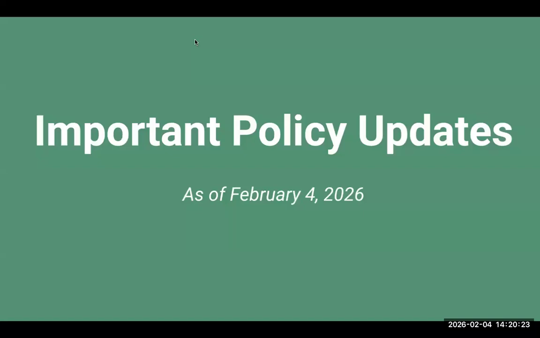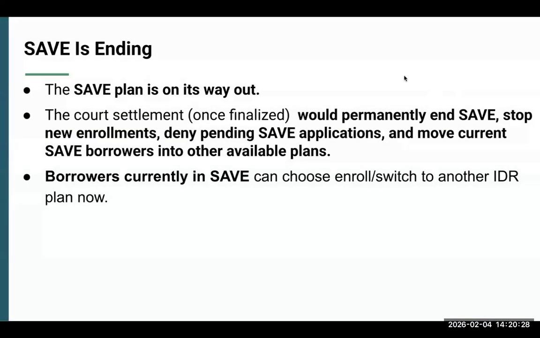Getting into these policy updates. Save is ending. The save plan is on its way out. Once the court settlement is finalized, it would end save, which means no one will be able to enroll in save. Anything pending will be denied, and every person in save will be switched to a different repayment plan. If you are in save, you can continue to stay in the forbearance if you would like, or we can help switch you to a different IDR plan.